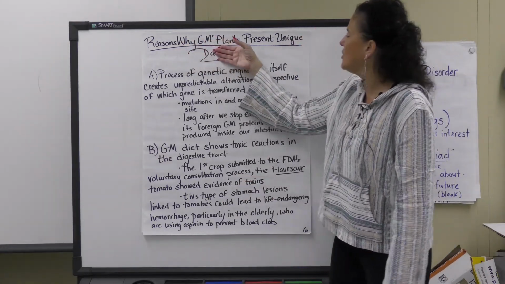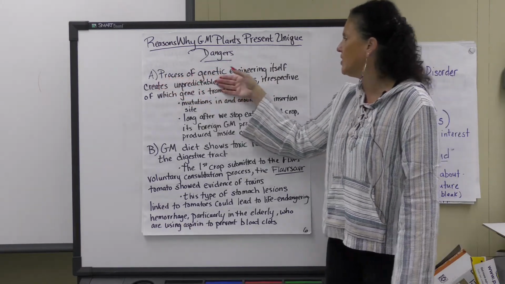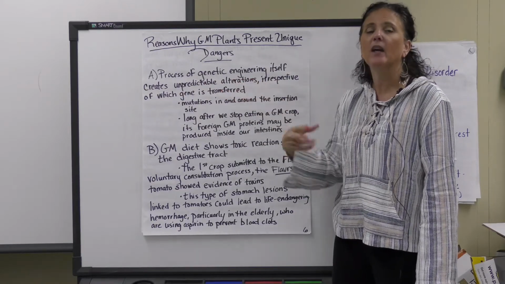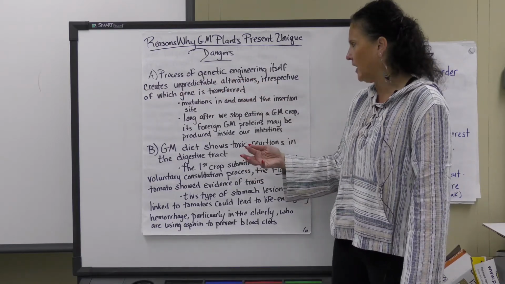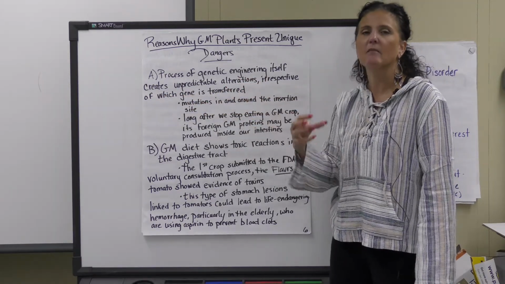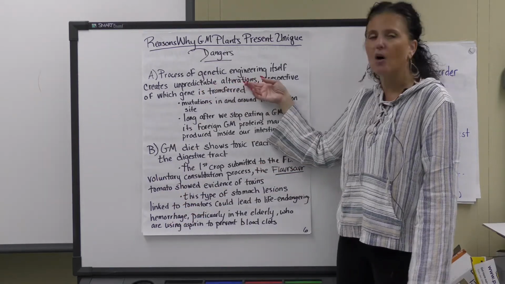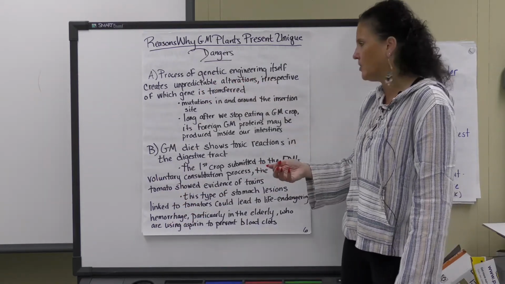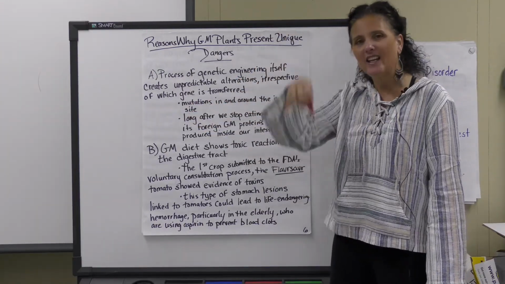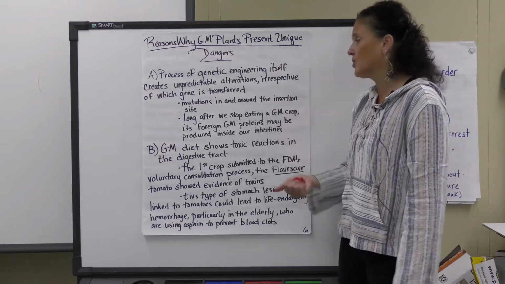What are our reasons why genetically modified plants present unique dangers? One, the process of genetic engineering itself creates unpredictable alterations, meaning we can't tell how that's going to change. And that occurs irrespective of which gene is transferred. It doesn't matter which gene we transfer, you can still get these unpredictable alterations, meaning they can all change. Mutations in and around the insertion site. So wherever we put that gene into the DNA, we get changes that occur right around where we inserted it.